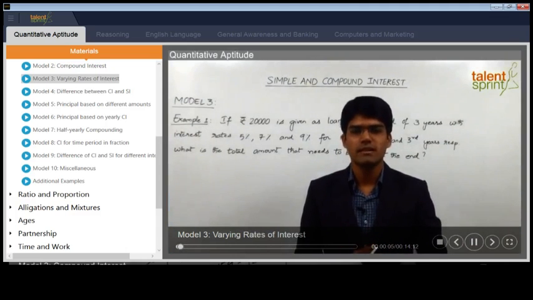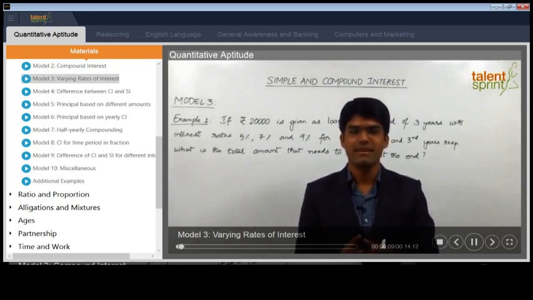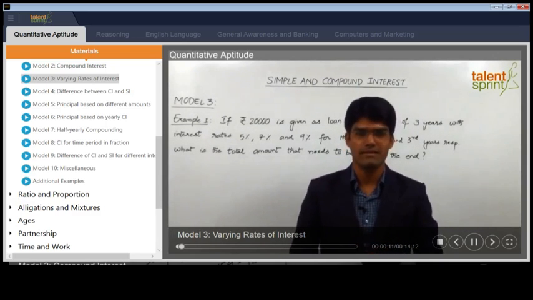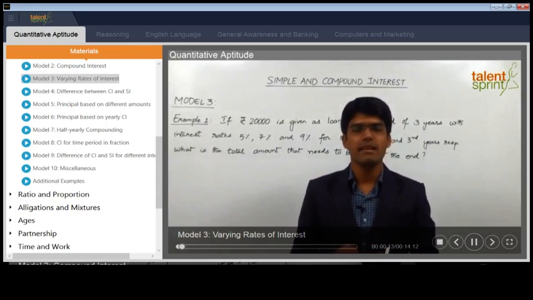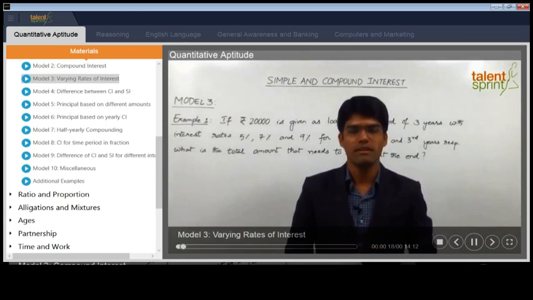Let us now take the third model from simple interest and compound interest, where we are going to discuss questions related to varying rates of interest. In these cases, the rate of interest is not fixed, but it varies from period to period. Let us take some examples to understand this.